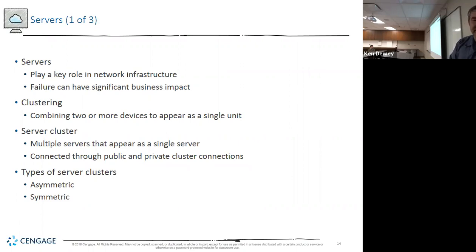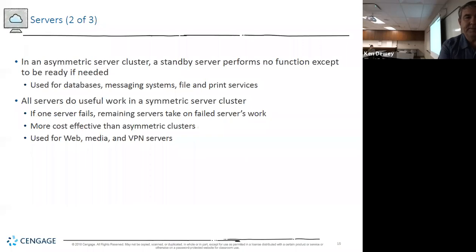They have symmetric and asymmetric. In other words, is one a slave, or do they basically work together. Okay. And an asymmetric cluster has a standby server that performs no function except when it's really needed, maybe for databases. And in a symmetric cluster, they both do everything at all times. And failover is if one fails, the remaining server takes over the failed server's work. That's kind of what we saw. Exactly. Failover automatically picks up where it was left off.